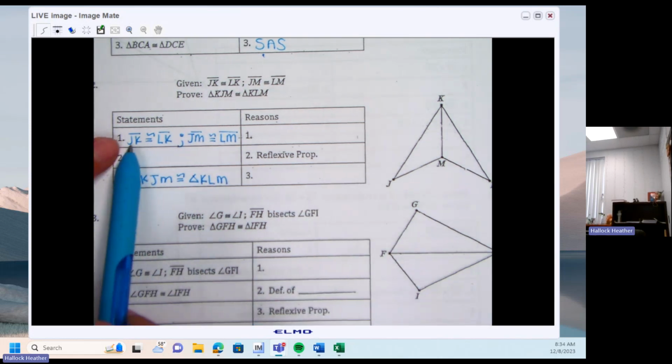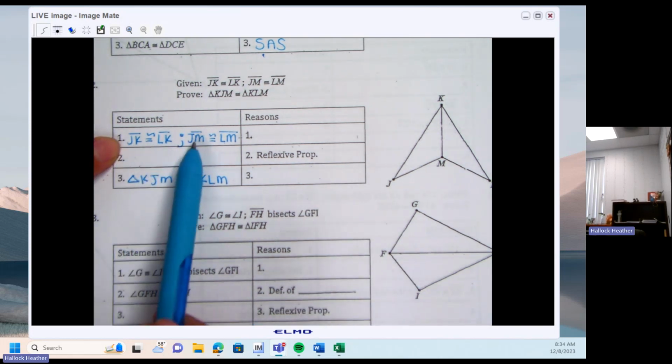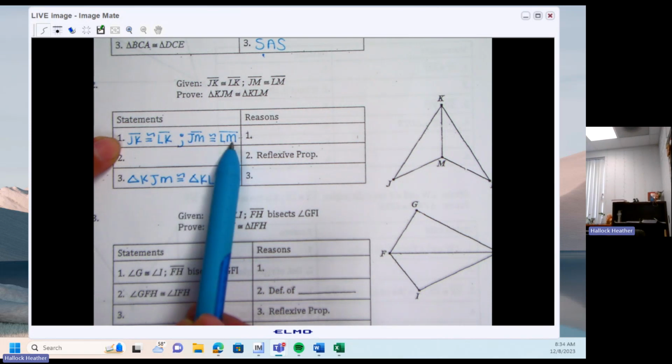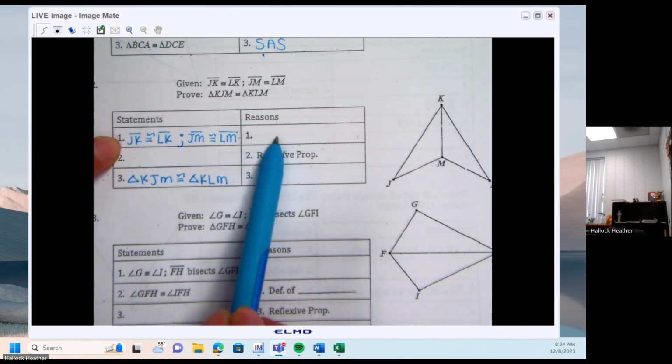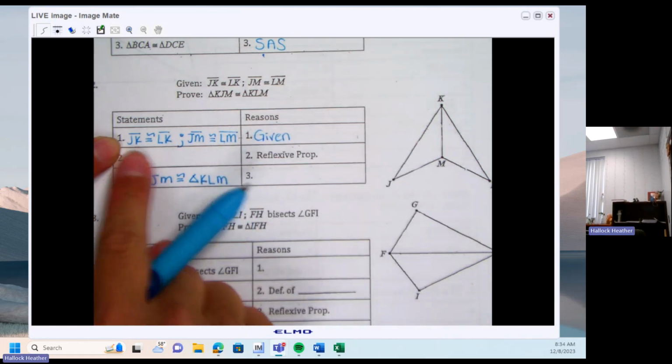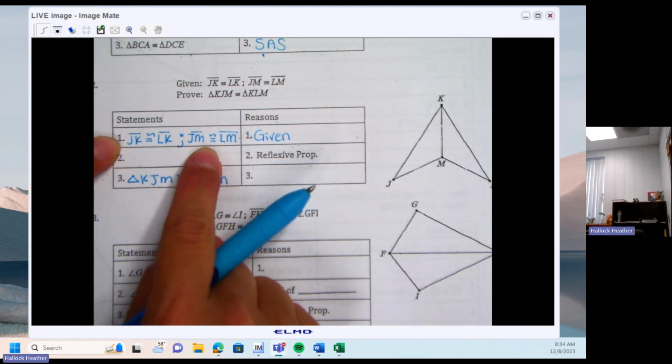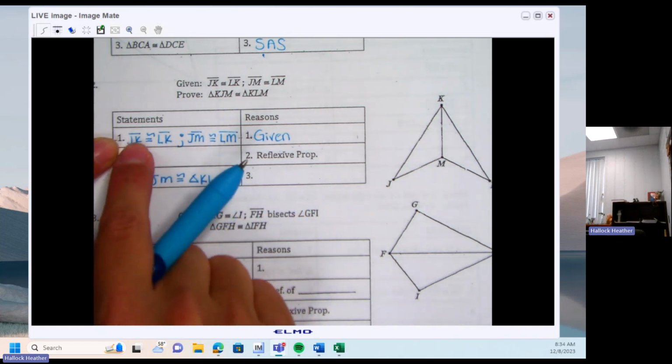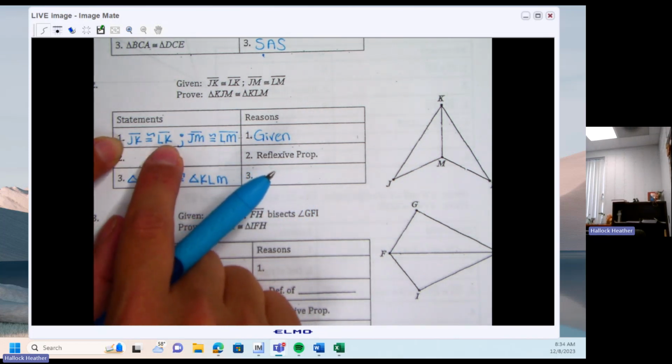Okay, so if I know JK is congruent to LK, and I also know that JM is congruent to LM, what's my reason that I'm going to put? Given. I should always be the first. I'm also going to take this and add it to my picture. So this segment is congruent to a segment, so I'm going to put a dash through those segments.